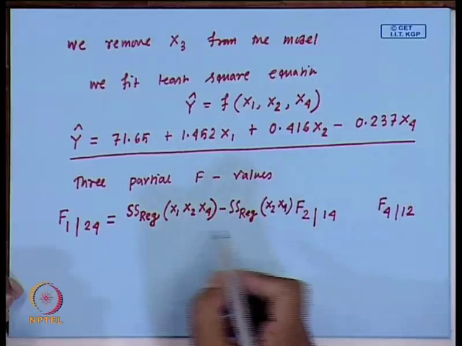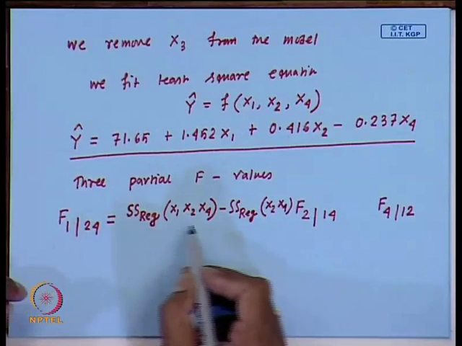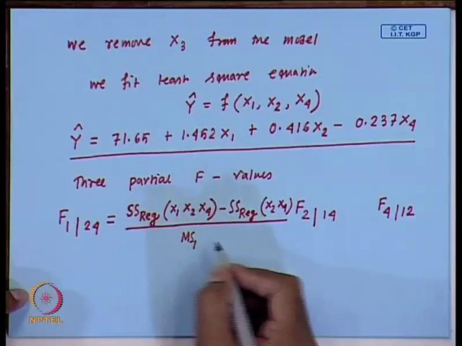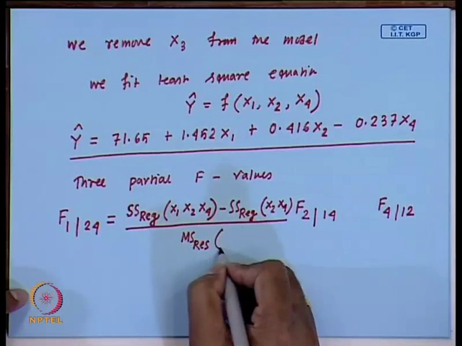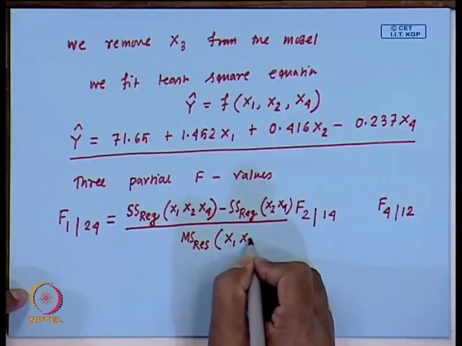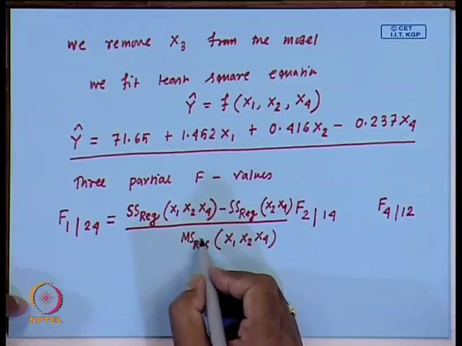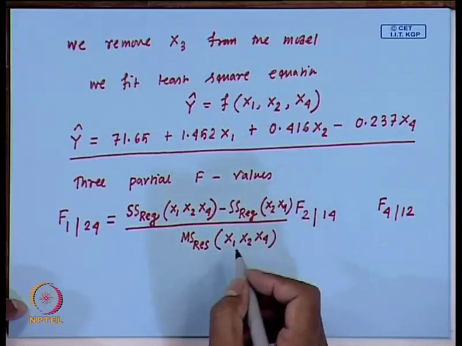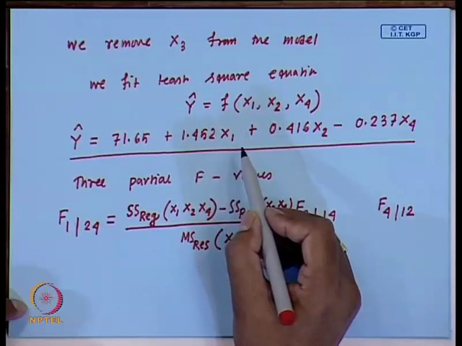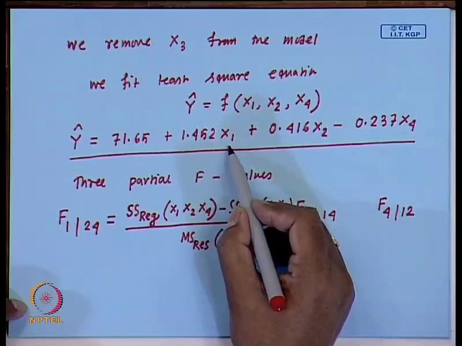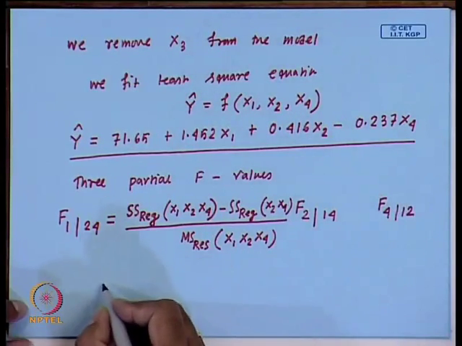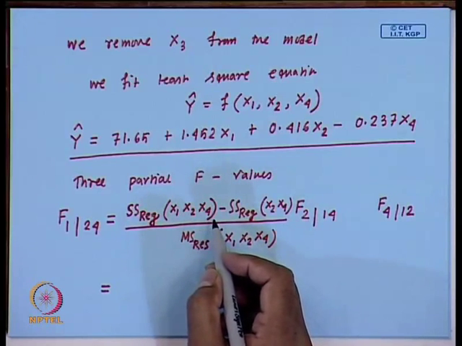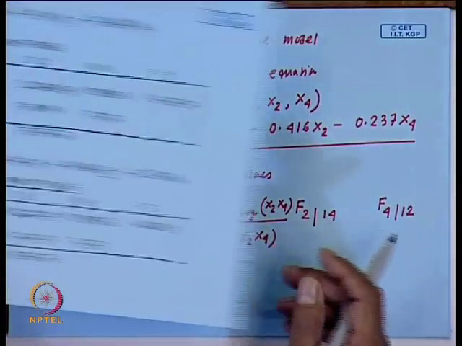So, this difference will give you the contribution, the extra regression sum of squares due to x1, and this is divided by MS residual for the model x1, x2, x4. See, now this MS residual is not anymore for the full model. At this moment our full model involves three regressors x1, x2 and x4, right. To get this value, yes, I have one ANOVA table for x1, x2 and x4.